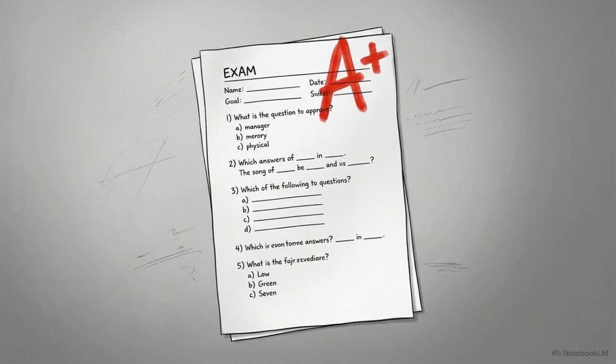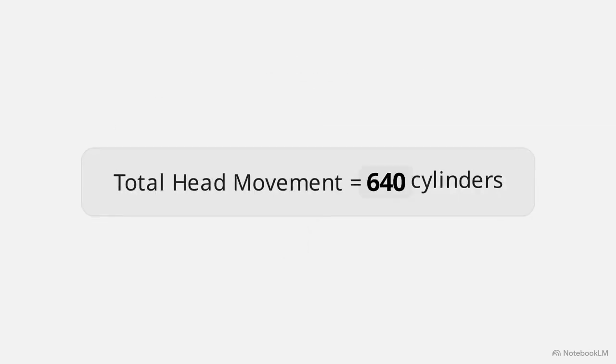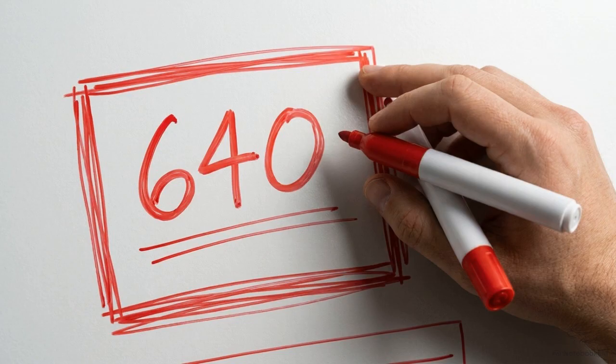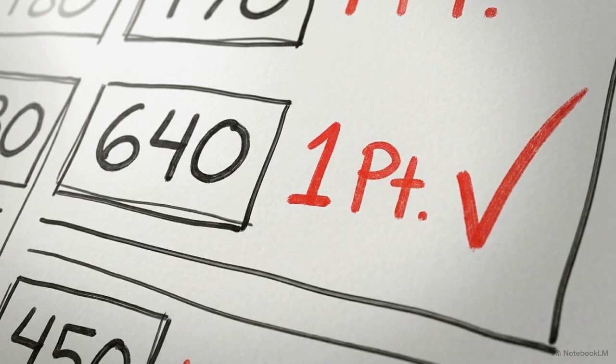Now that we have our individual jump distances, we can calculate the total head movement. We start by adding up every single value in the right-hand column of our table. Look at the bottom of the table. Summing these numbers gives us a total head movement of 640 cylinders. When you write this on your exam paper, put a clear box or circle around the 640. This secures your first major point for the problem.